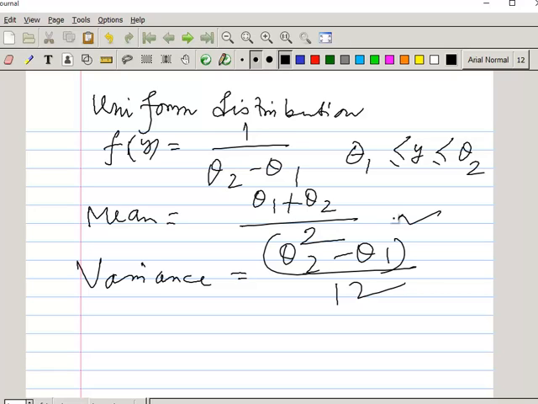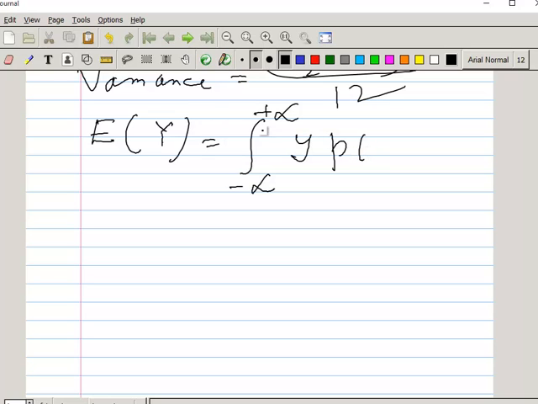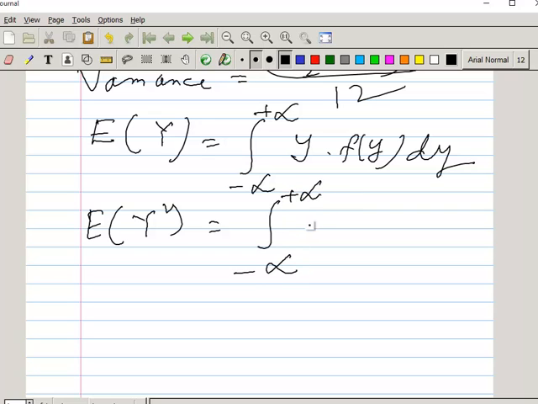If you would like to know how to calculate variance, covariance, and expectation, then I can give the formula now. The expectation of y is the integral from minus infinity to plus infinity of y times f of y, the probability, dy. Similarly, we can calculate the expectation of y squared as the integral from minus infinity to plus infinity of y squared f_y dy. So this gives you the basic expectation of y and expectation of y squared.